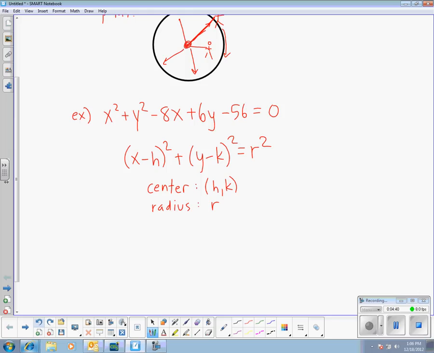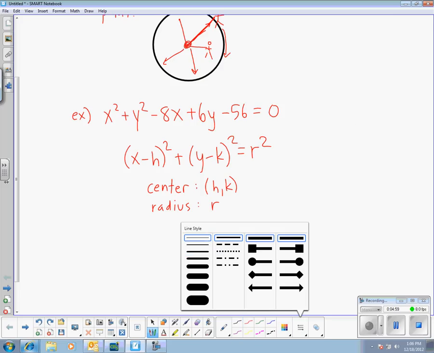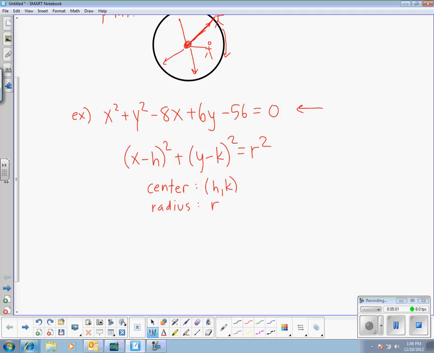There's nothing wrong with the equation that I wrote in the example, but I don't know where that goes. It's like taking 3x plus 4y equals 12 and turning it into y equals mx plus b form so that I can graph it. That is a line, but it doesn't help me graph it. This is a circle, but it doesn't help me graph it. So I want to transform it to make it look like this for graphing.